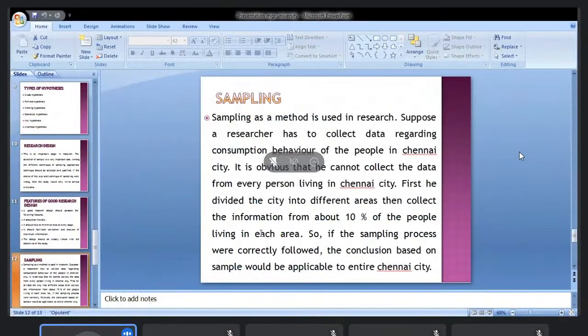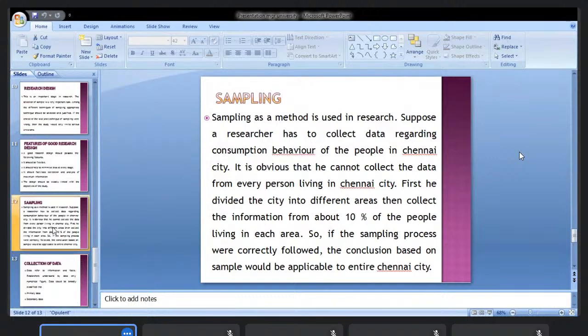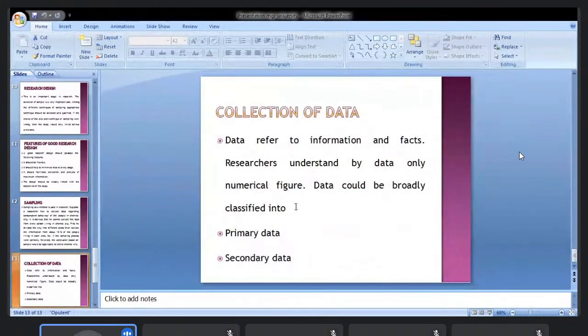This is how you have to select the respondents. So once this is all done, you have fixed the collection of data. So data means what? Without data, you cannot do anything in research.